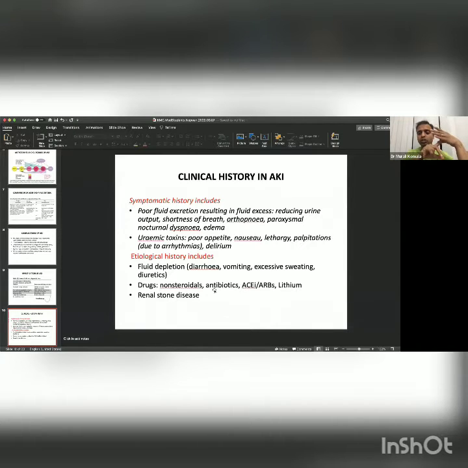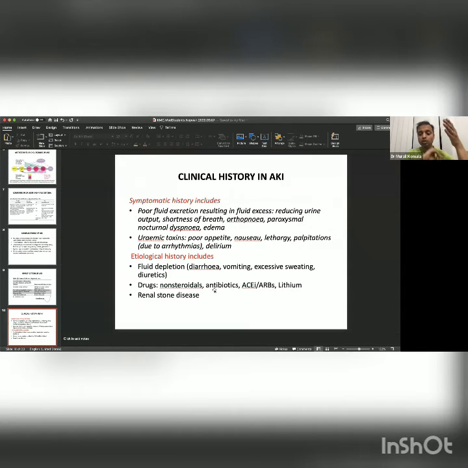Now, the typical history in post-streptococcal glomerulonephritis is facial puffiness. Children come with facial puffiness. So are they short of breath? Are they more short of breath lying down flat? Are they passing less urine? Or do they have any swelling? So this will tell you about the fluid status.